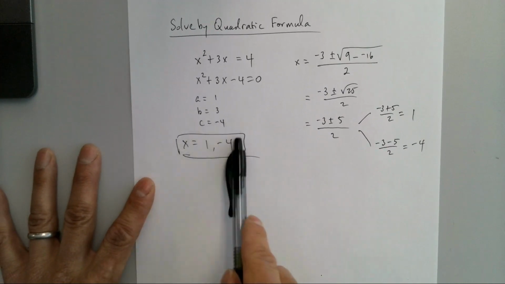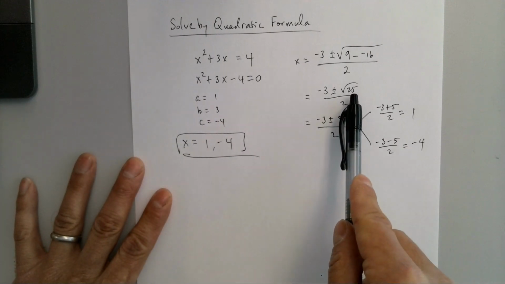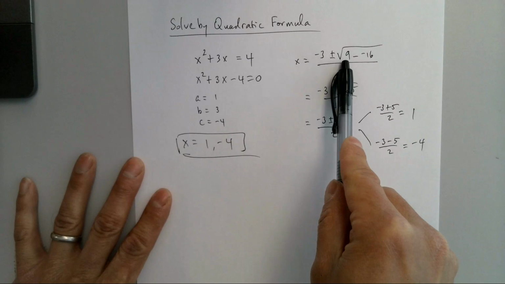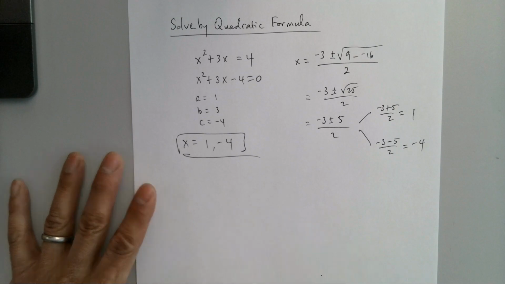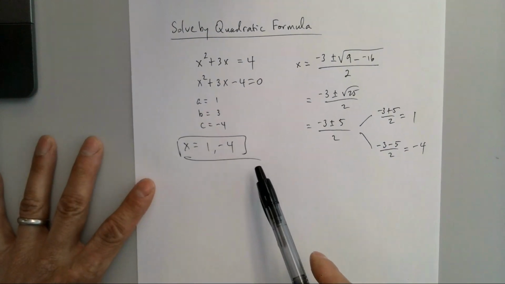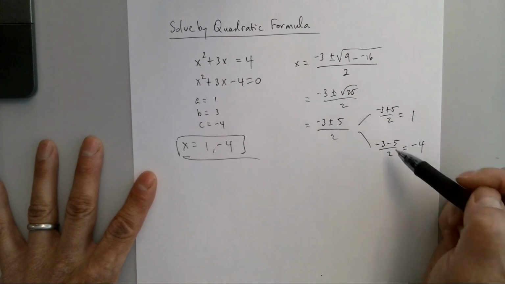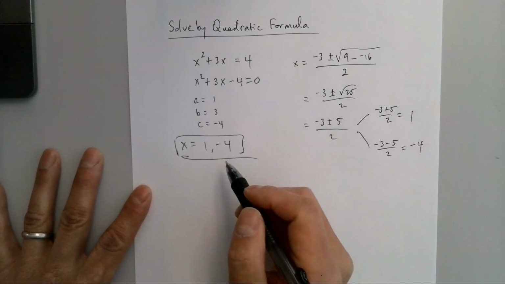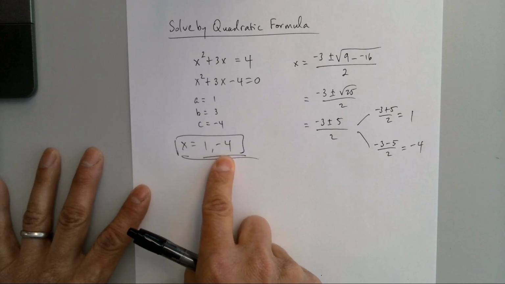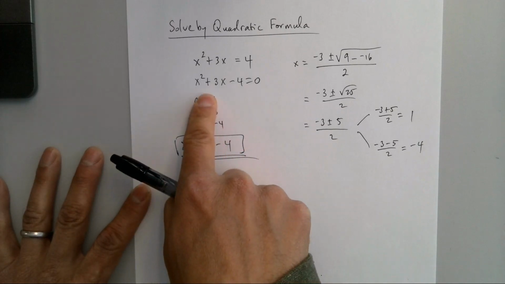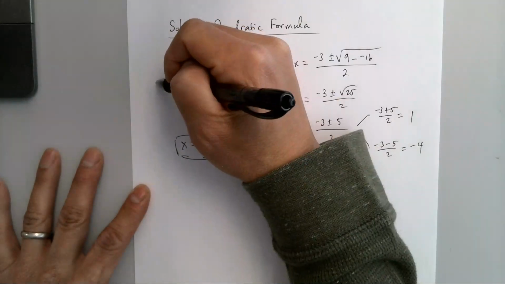Now you notice we get some nice integer answers here, and that is because inside the radical we had a perfect square, 25, so that simplifies completely. And also because the numerator ended up being something divisible by 2, so that eliminated the fraction. The fact that your answers don't have a radical in them means they're rational, and it also means that the original trinomial, x squared plus 3x minus 4, was factorable.